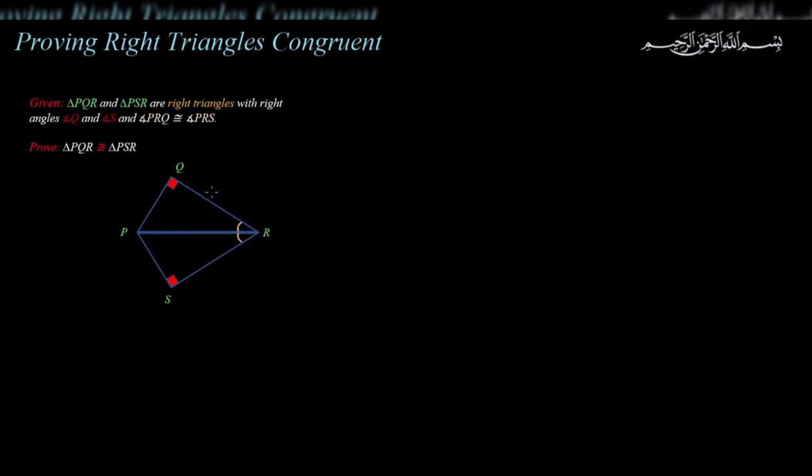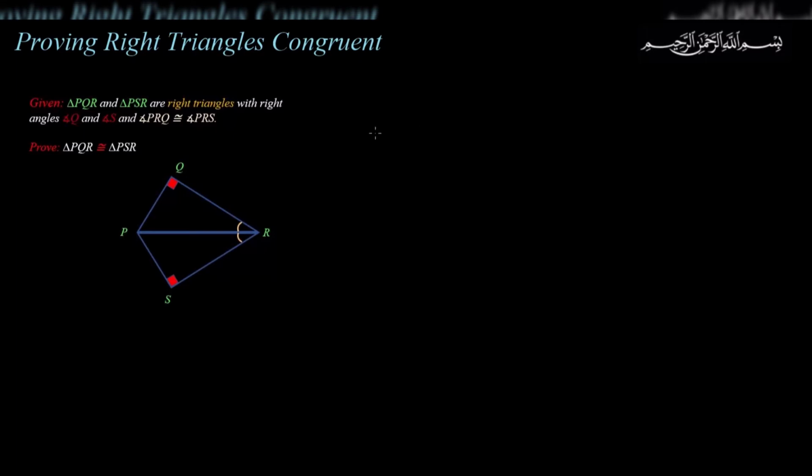Okay, so we have two right triangles. And then it states that angle PRQ, that's this angle right here, is congruent to angle PRS over here. So those two angles are congruent. So we're given two right triangles and two angles that are congruent. Now we're asked to prove that triangle PQR is congruent to triangle PSR. Okay, so I think we can do this.